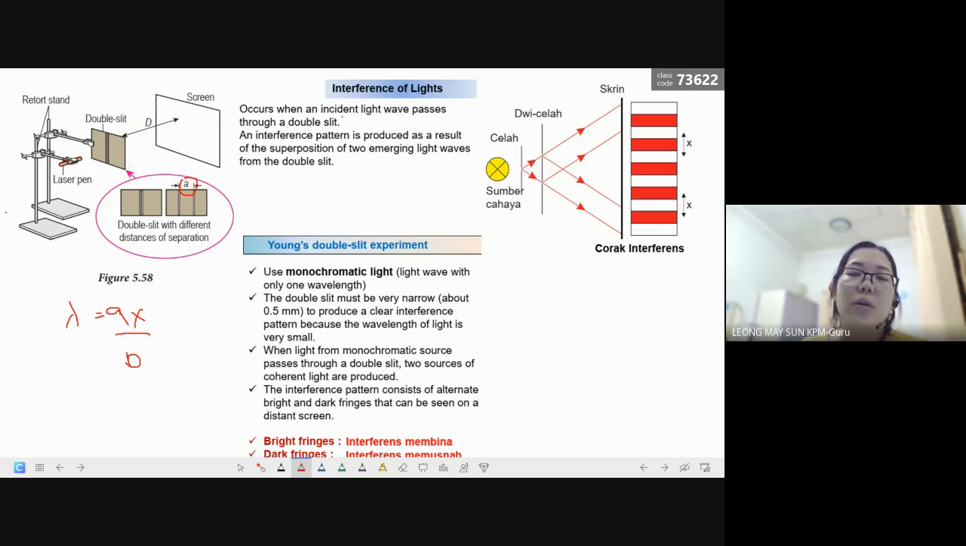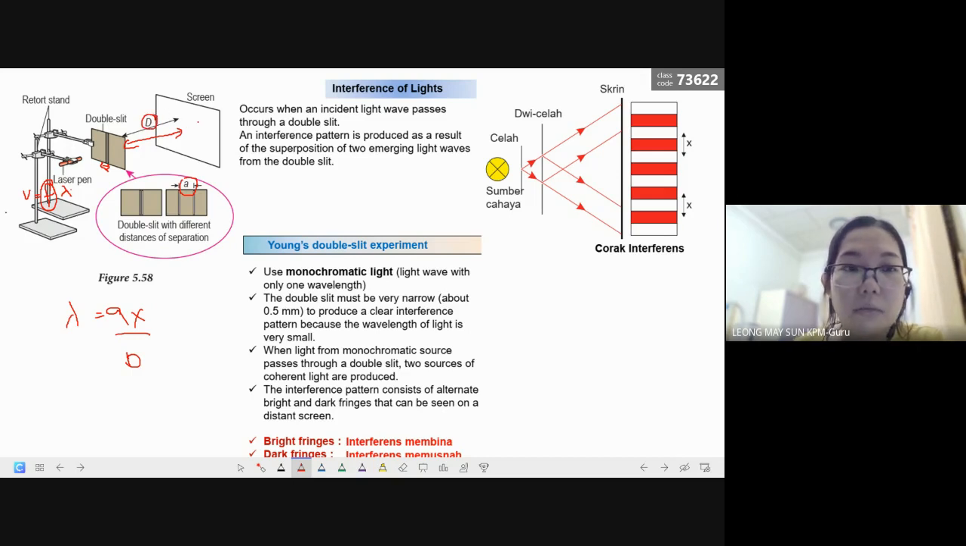Interference of light wave: when an incident light wave passes through a double slit, the interference pattern is produced as a result of the superposition of the two emerging light waves from the double slit. I've shown you just now. Our lambda is the wavelength of the source of the light wave, because v equals f lambda. So the frequency of the laser color also represents the wavelength of the laser pen. A is the distance between the two slits. Capital D is from the double slit to the screen.